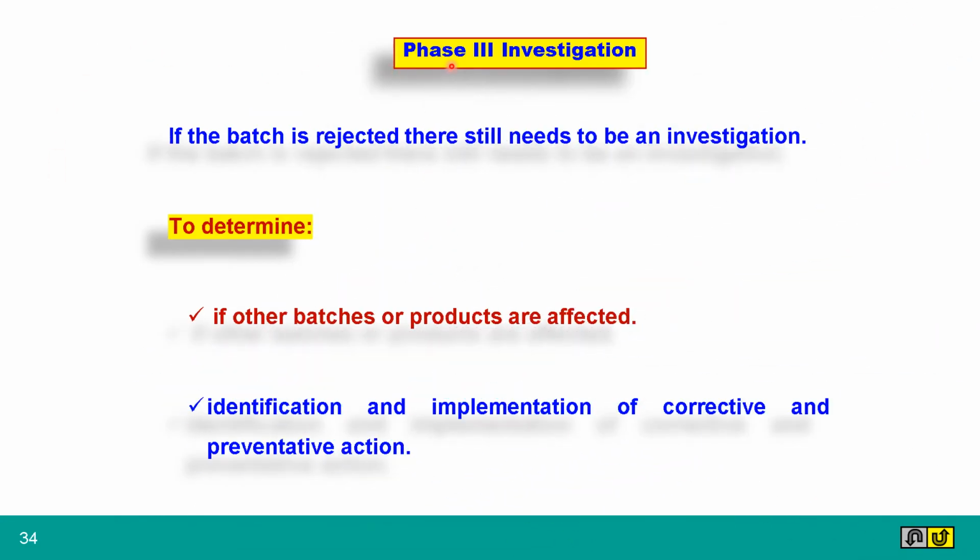Phase 3 Investigation. If the batch is rejected, there still needs to be an investigation to determine if other batches or products are affected. Identification and implementation of corrective and preventative action.